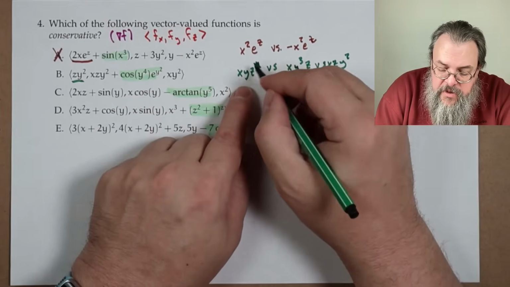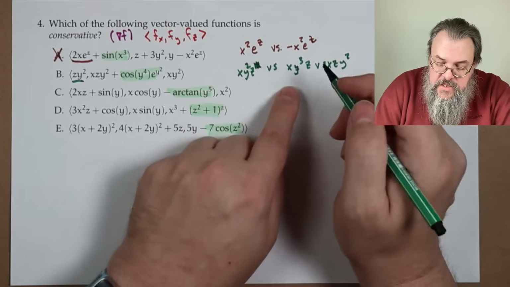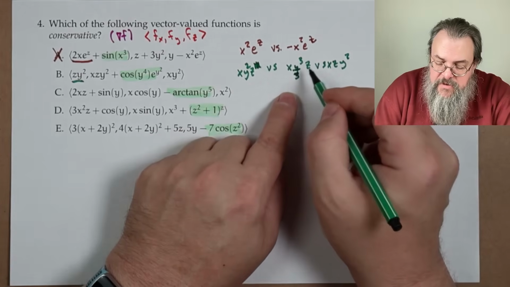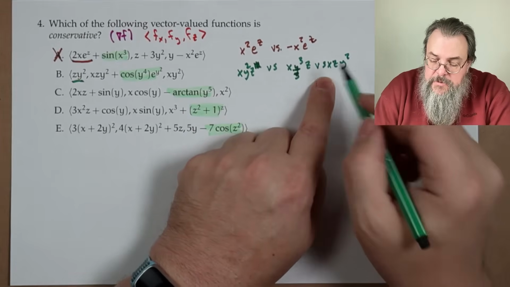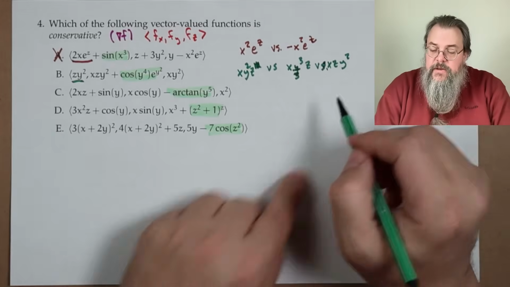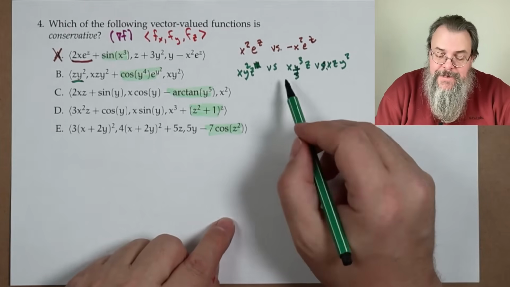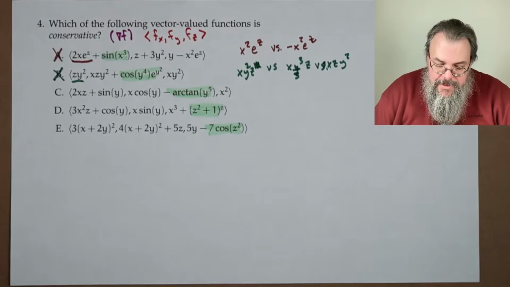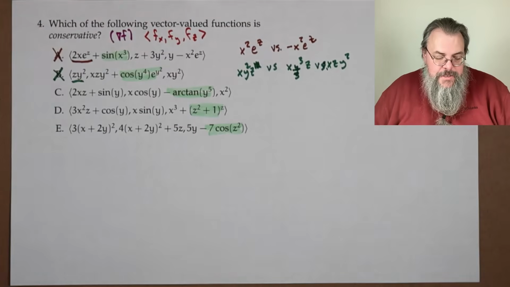I put the square on the wrong thing. It should be there. So x y squared z versus x y cubed divided by 3 z, versus our x z y squared. Now what's the problem? These aren't the same. Not conservative. Oh my gosh. Not looking good for us. Okay. Well, it's all right.